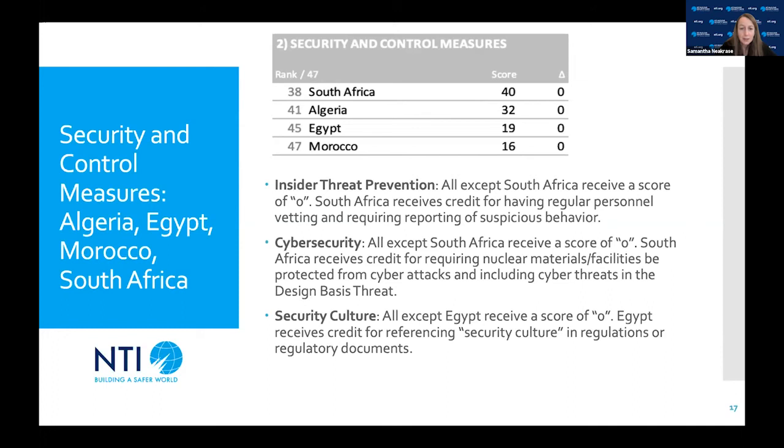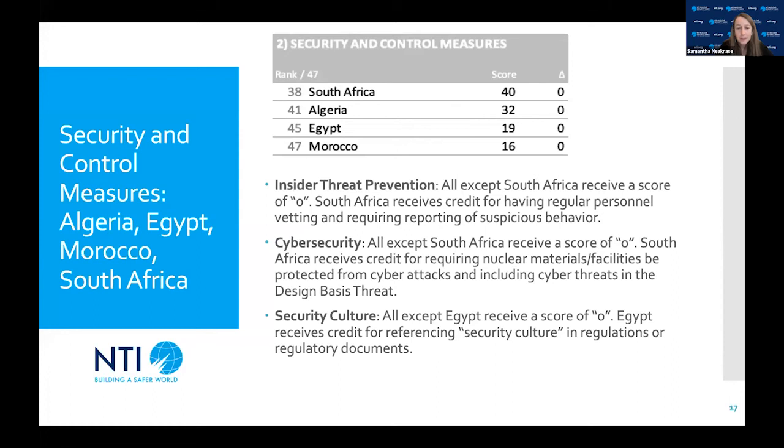If you look at some of the key areas within laws and regulations, insider threat prevention is one area that's weak across the board. Here, all of those 4 countries scored a 0 on that, except for South Africa, which got credit for 2 of the questions.